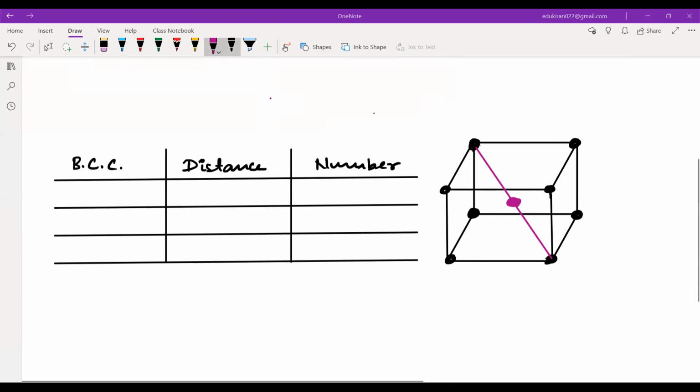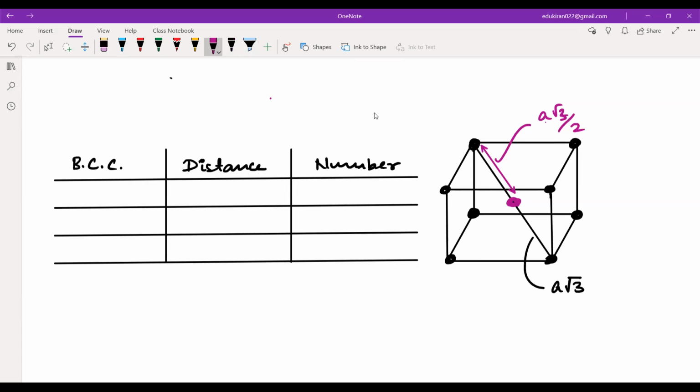Now, that means the nearest neighbor of our corner atom is this atom, the body center atom. Right? Yes or no? Yes. Okay. Now this black distance is how much? A root 3. Body diagonal. Correct? Yes or no? So this will be how much? A root 3 by 2. Half of the body diagonal. Yes or no? Yes, sir. Correct. Half of the body diagonal.